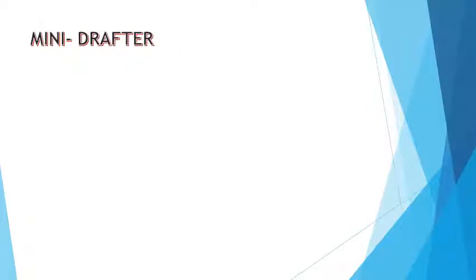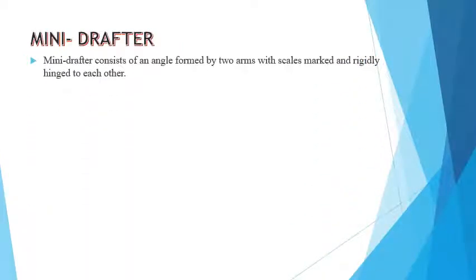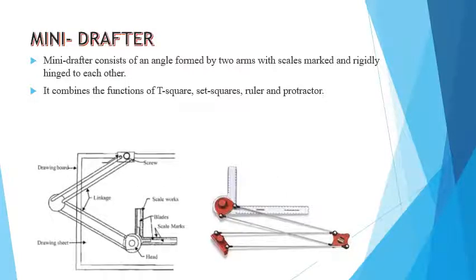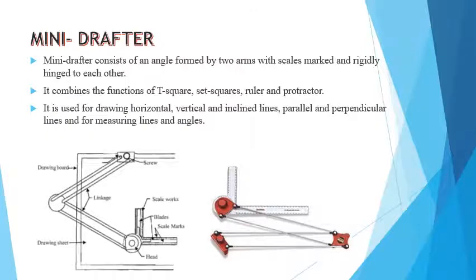And now in the end we have the mini drafter. Mini drafter consists of an angle formed by two arms with scale marked and rigidly hinged to each other. It combines the function of a T-square, set square, ruler and protractor, and this is why it is also known as a universal drawing instrument. It is used for drawing horizontal, vertical and inclined lines and can also draw parallel and perpendicular lines, and is also used for measuring lines and angles. Nowadays, these are mostly used by engineering students.